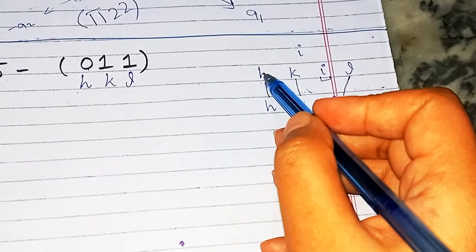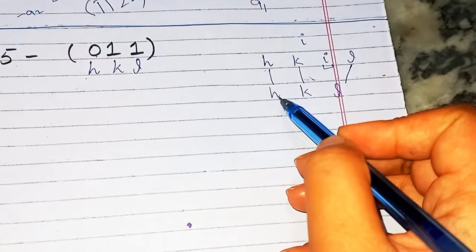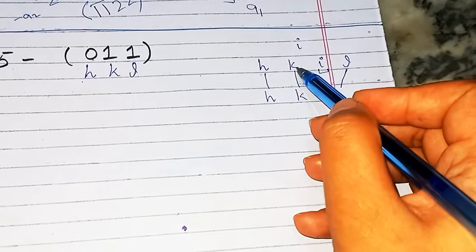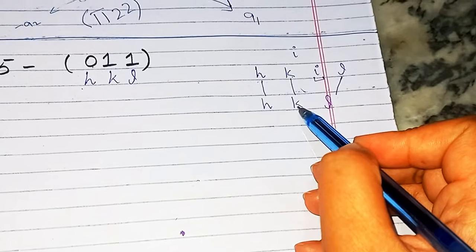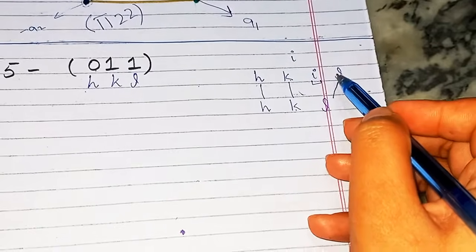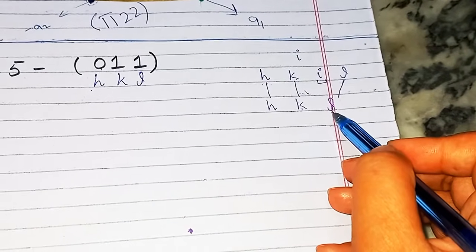You can see that H of Miller-Bravais indices is similar to the H of Miller indices. K of Miller-Bravais indices is similar to K of Miller indices, and L, the last one, is similar to this L.